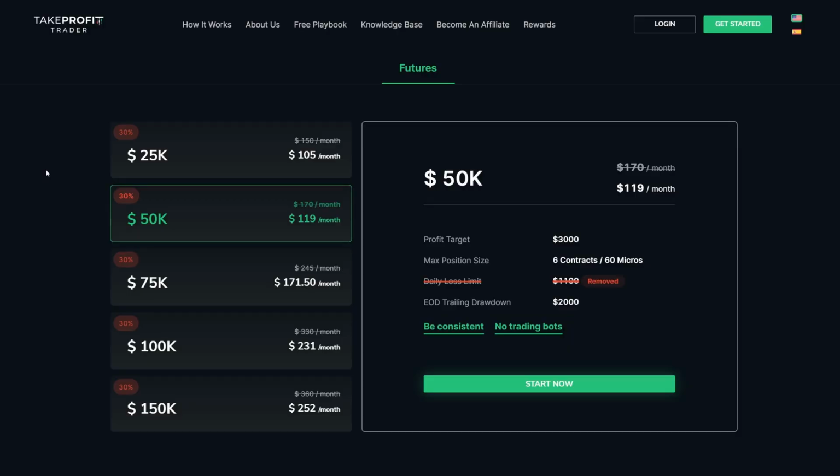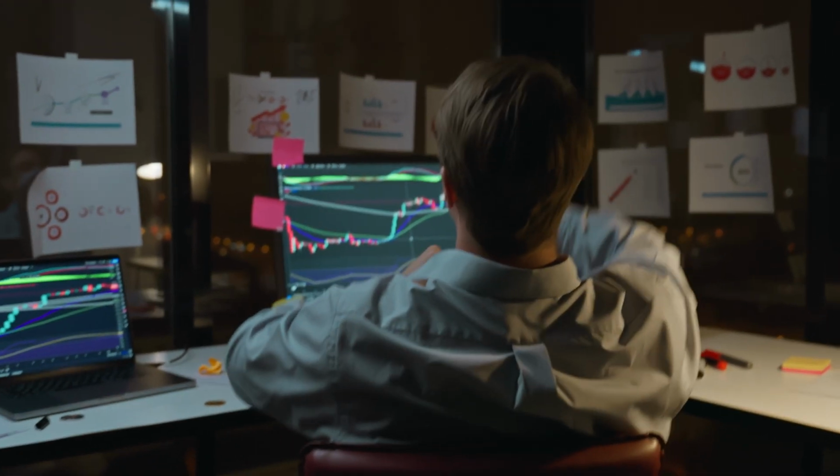In today's video, we're going to talk about which account size is best in Take Profit Trader. And this does not only go for the evaluation, but also once you pass the evaluation.